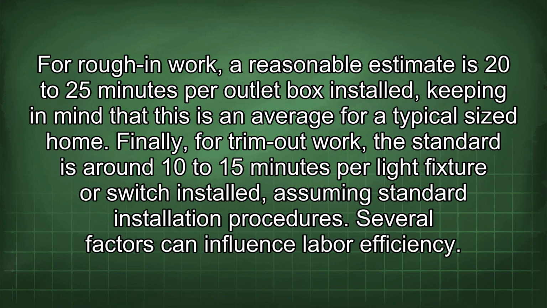For rough-in work, a reasonable estimate is 20 to 25 minutes per outlet box installed, keeping in mind that this is an average for a typical sized home. Finally, for trim-out work, the standard is around 10 to 15 minutes per light fixture or switch installed, assuming standard installation procedures. Several factors can influence labor efficiency.